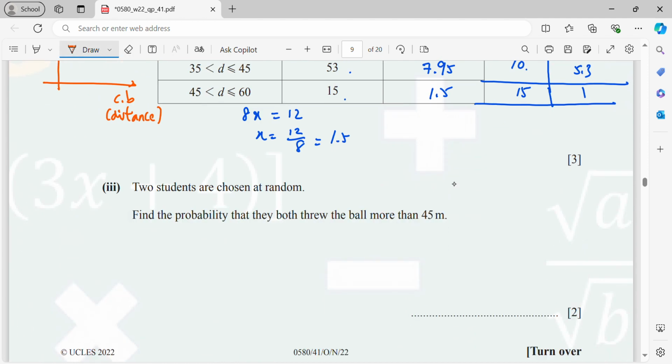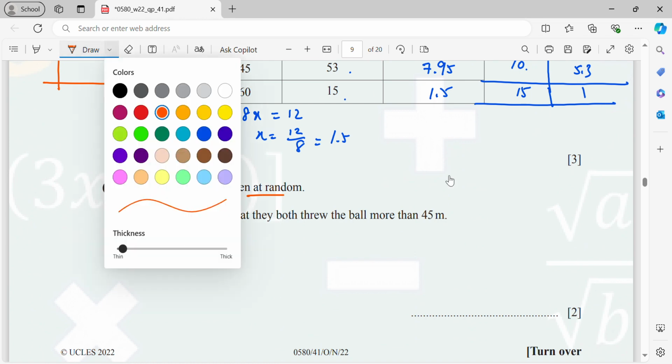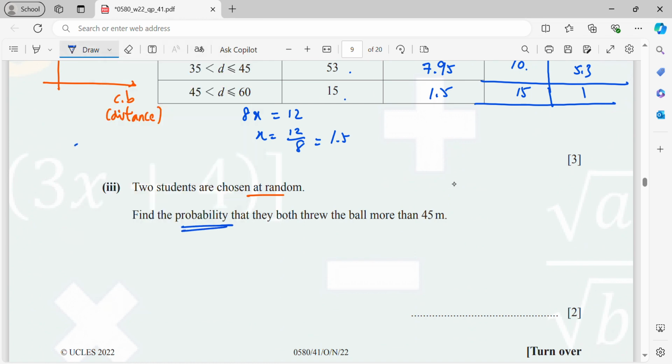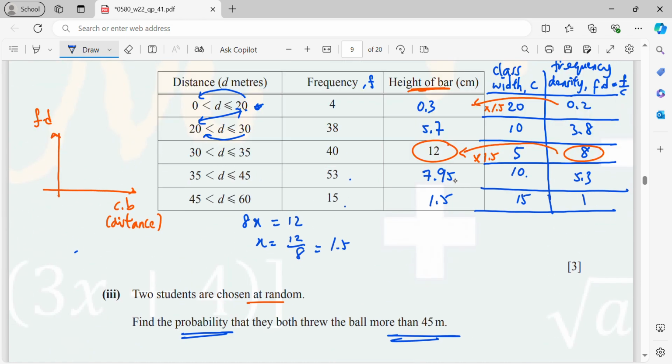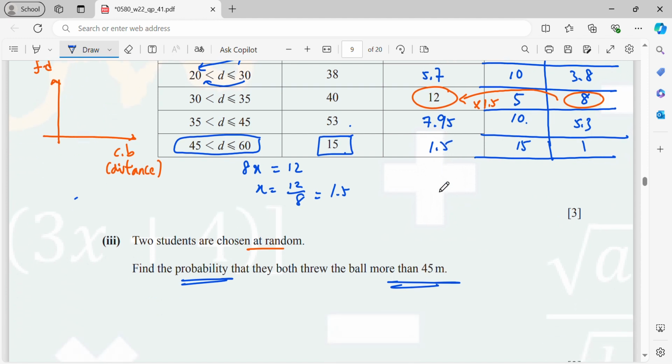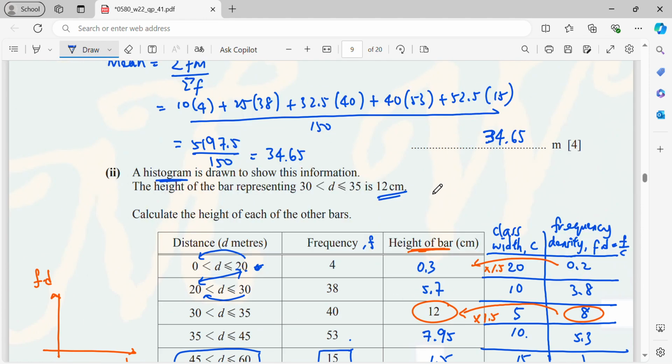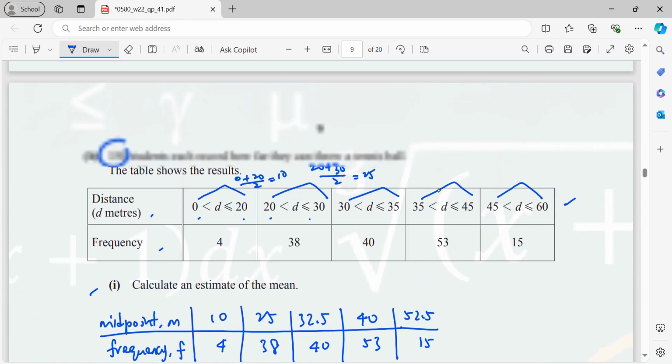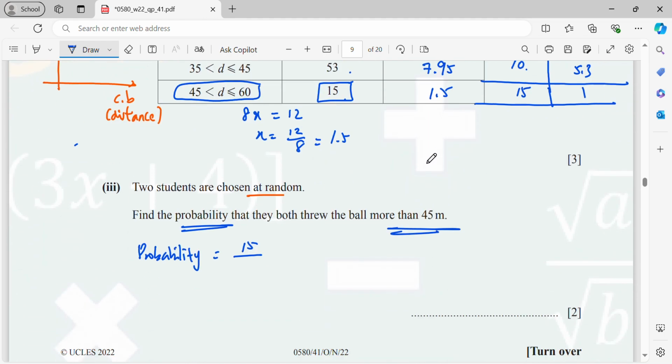Now, part 3. 2 students are chosen at random. Find the probability that they both threw the ball more than 45 meters. So now for more than 45 meters, there will be 15 students, right? So it means that now my probability, first student, the probability is 15 out of total students. Total students is 150.